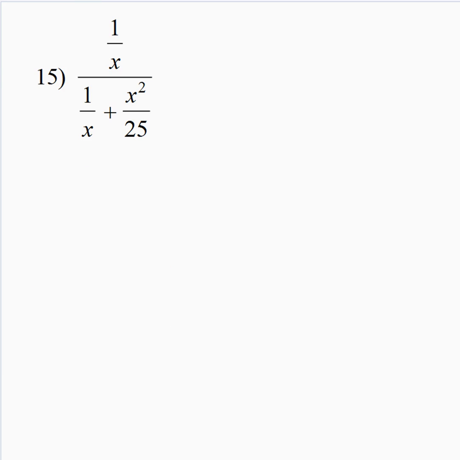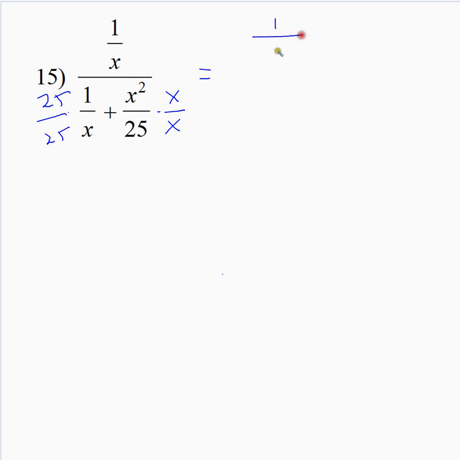Example 15. This one takes a couple steps, because what we're going to do here is add these two, because there's a sum of fractions within the fraction. So we'll add these two, and then we'll simplify that compound fraction. And so in order to add these, we need a common denominator. This has an x, this has a 25. So this needs an x over x, because we need the x in the denominator. This needs the 25 over 25.